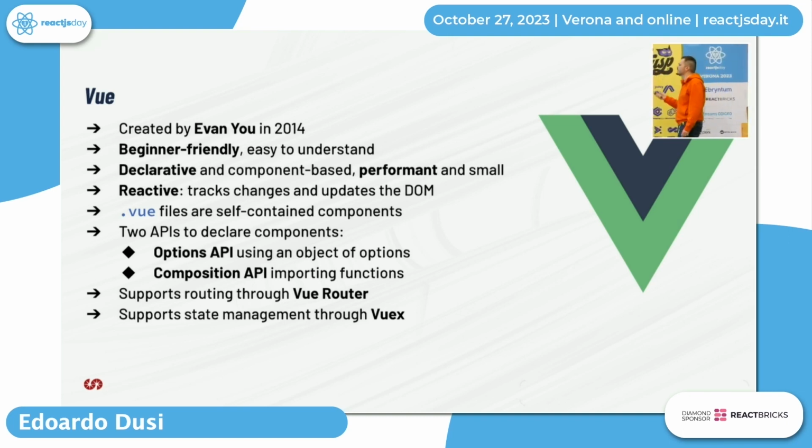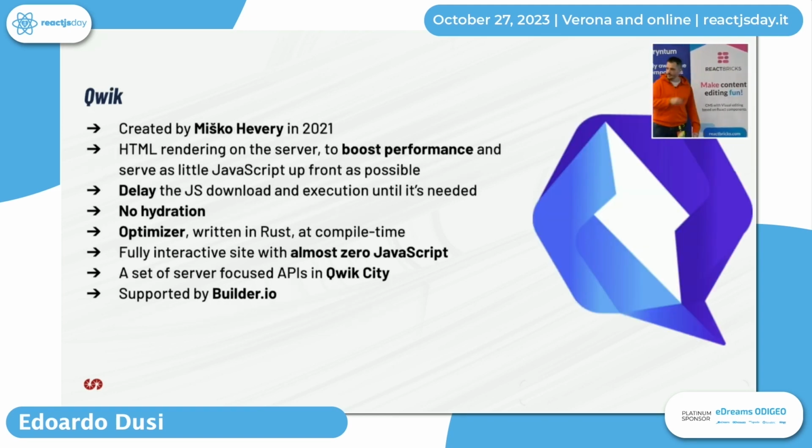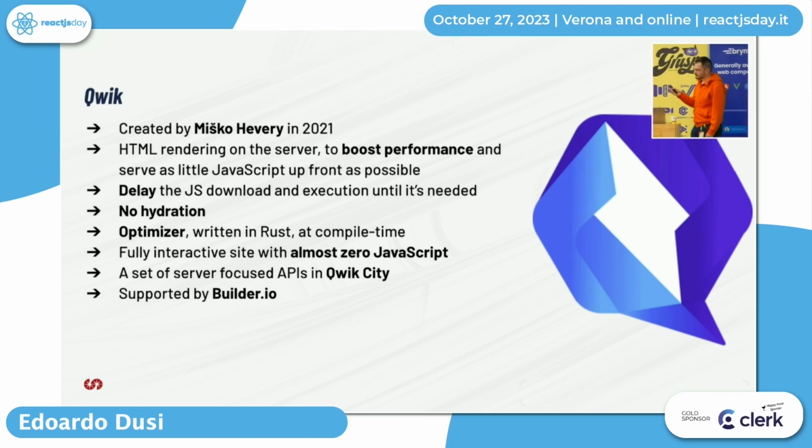You have two APIs now, by the way, for declaring components. You have the Options API and the Composition API, which is different, but I think it's a good way to start. If you never started with a framework, Vue is a good choice. You also have Qwik. That you saw before.